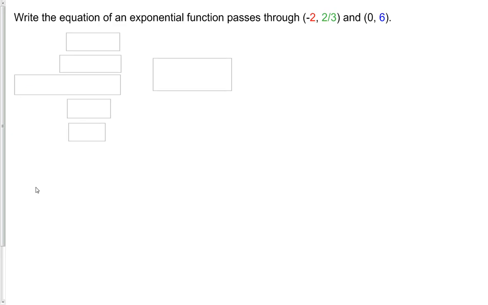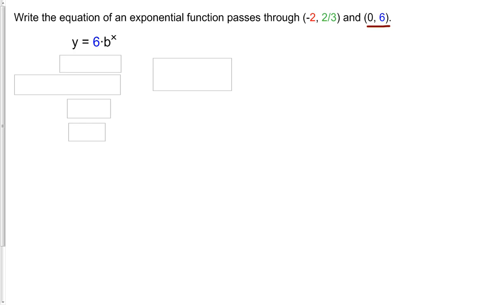Let's do one more example. Write the equation of an exponential function that passes through -2, 2/3, and 0, 6. Now if we remember our shortcut, we have a y-intercept here, 0, 6, and so we can take that y value 6 and plug it in for a in our generic equation, which is going to be y equals 6, our coefficient out front, times b to the x.